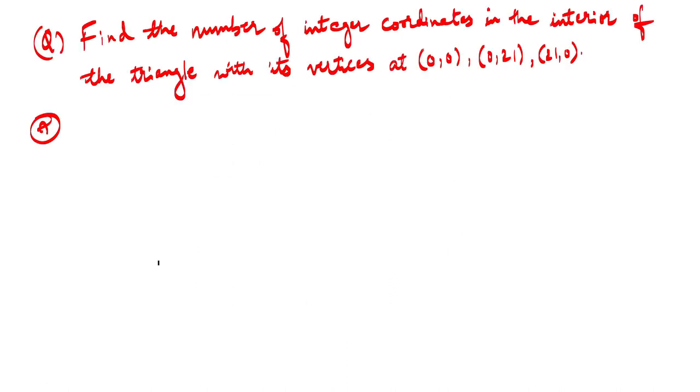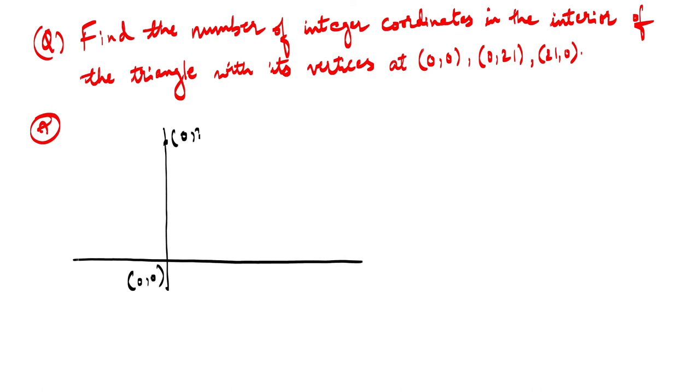Okay, so this is the question. Find the number of integer coordinates in the interior of the triangle with its vertices at 0,0, 0,21, 21,0. Alright, so let us plot them so that you will understand in a much better way. So this is my origin, this is 0,21, this is 21,0.